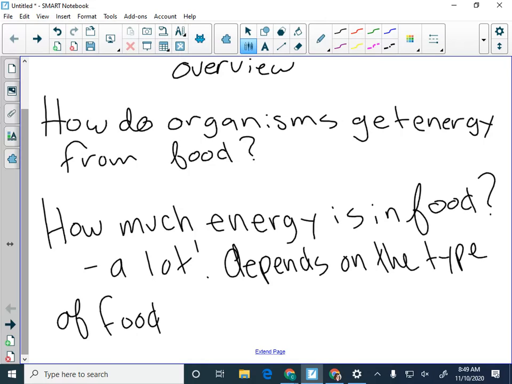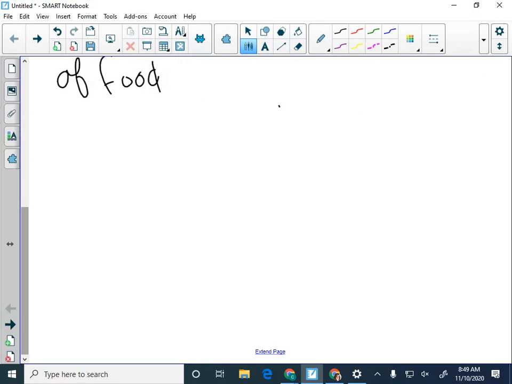But we eat more than just sugar. We've got proteins, we've got lipids, we've got our sugars. A lot of stuff goes into the science of what we eat and how we get energy from the food. We measure energy in calories.